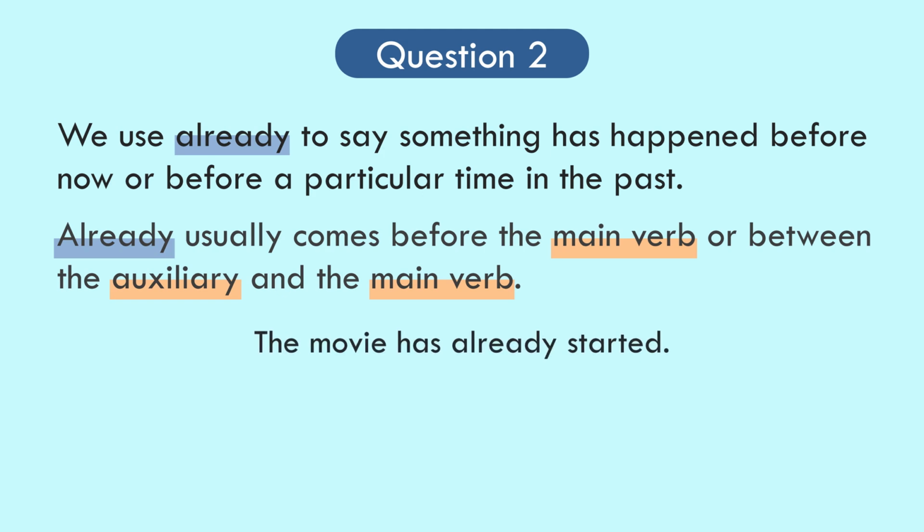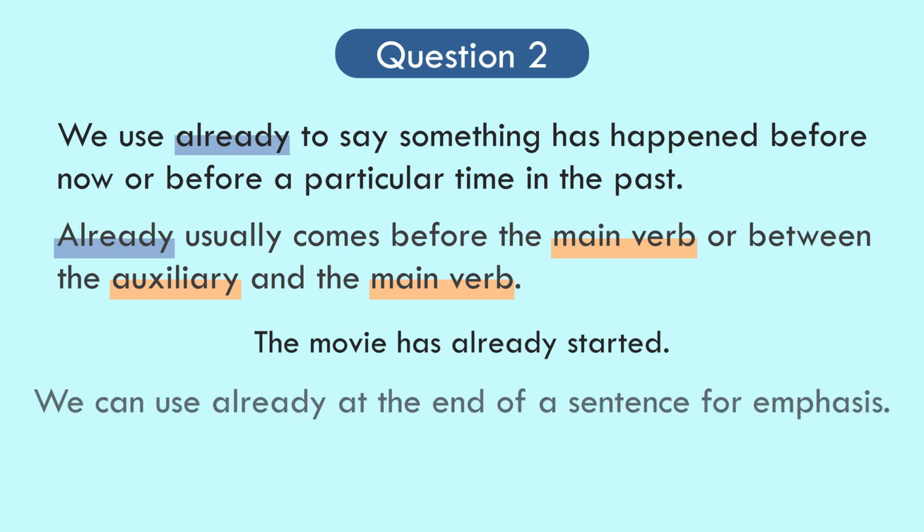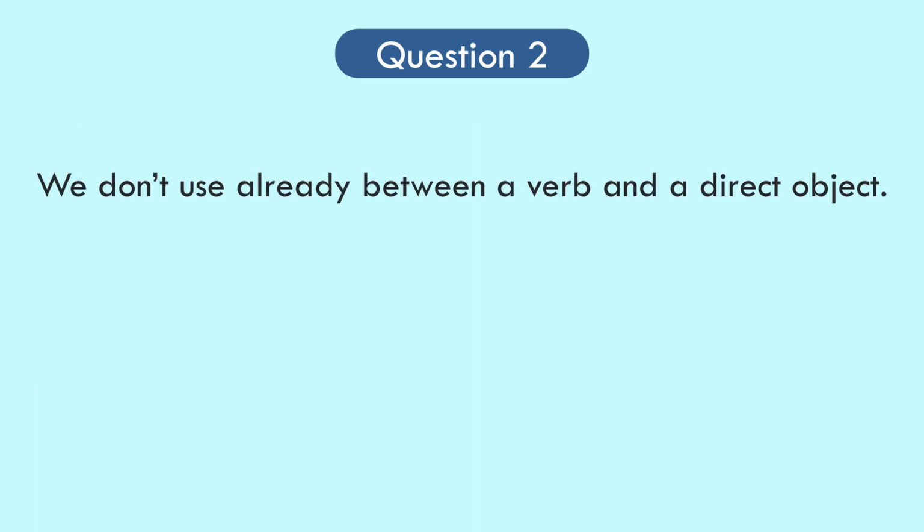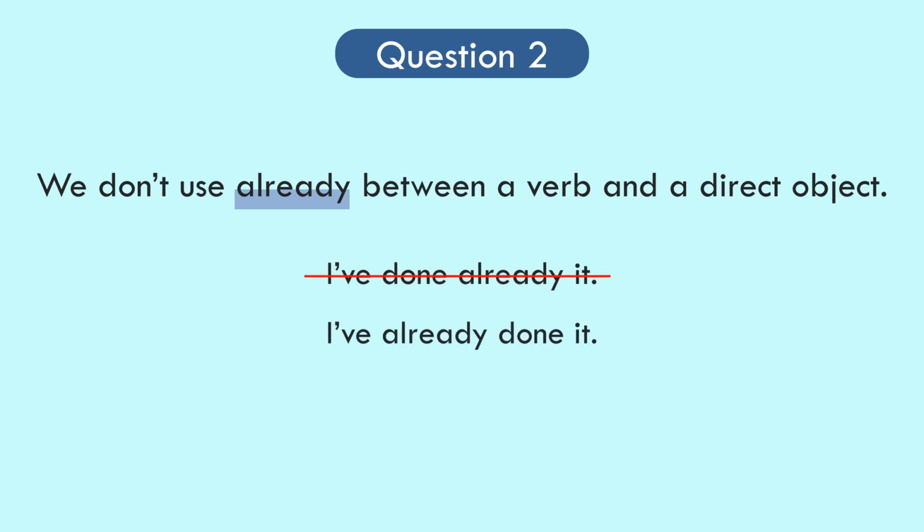For example, the movie has already started. We can use already at the end of a sentence for emphasis. For example, I was tired already. We don't use already between a verb and a direct object. I've already done it.